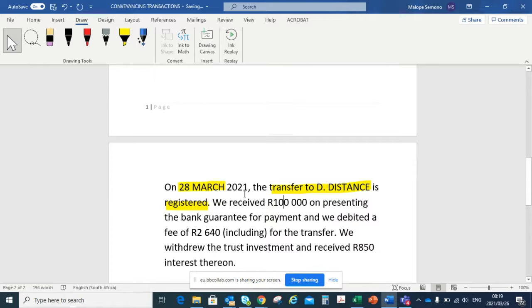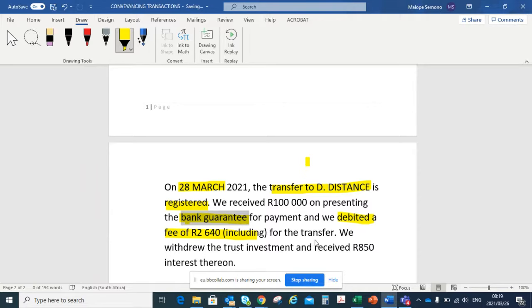So we received 100,000 on presenting the bank guarantee. Remember, we said the bank guaranteed to give us this amount of money. Can you see now? So we received that amount of money. At the end of the day, we are receiving this payment from the bank, and at the same time we debited a fee. Can you see we charged a fee? We debited a fee, which includes VAT on the transfer. Now, firstly, we need to make sure that we receive this 100,000 from the bank.